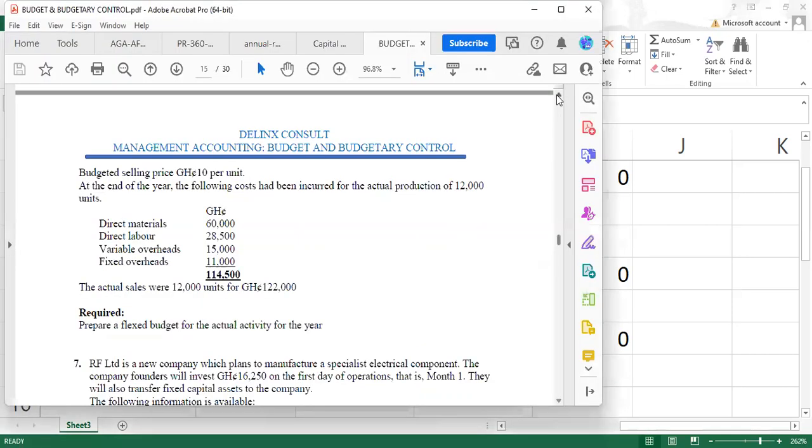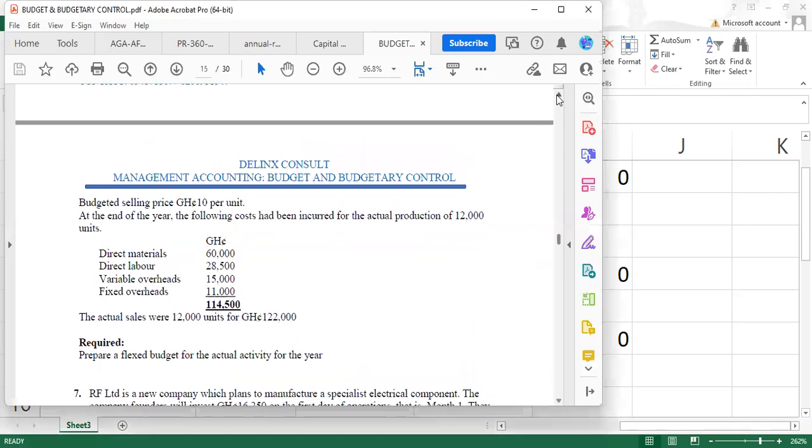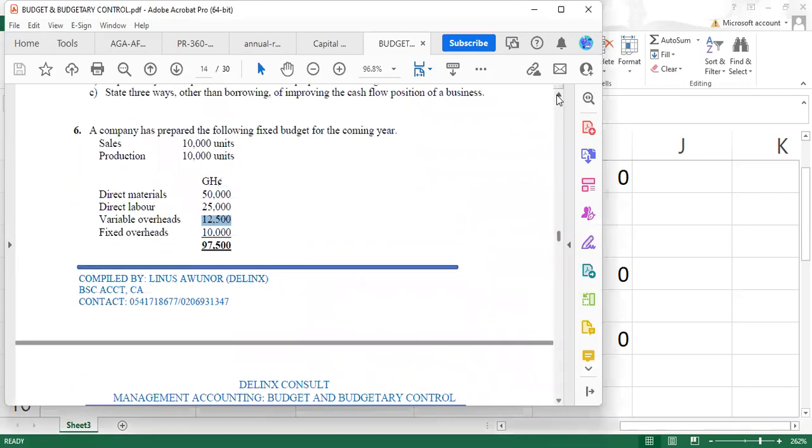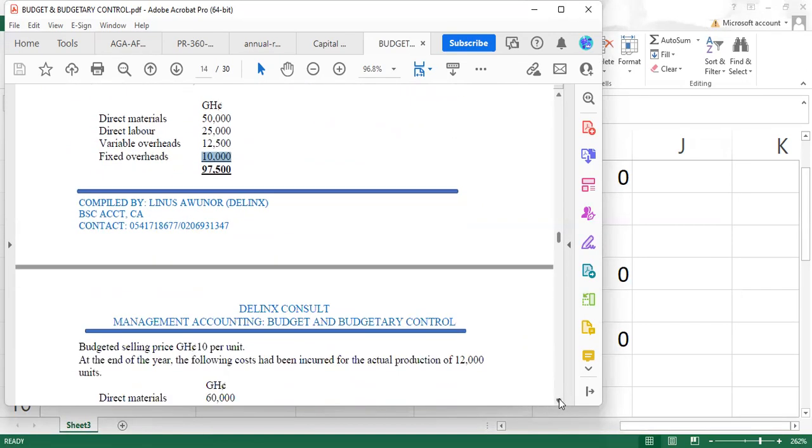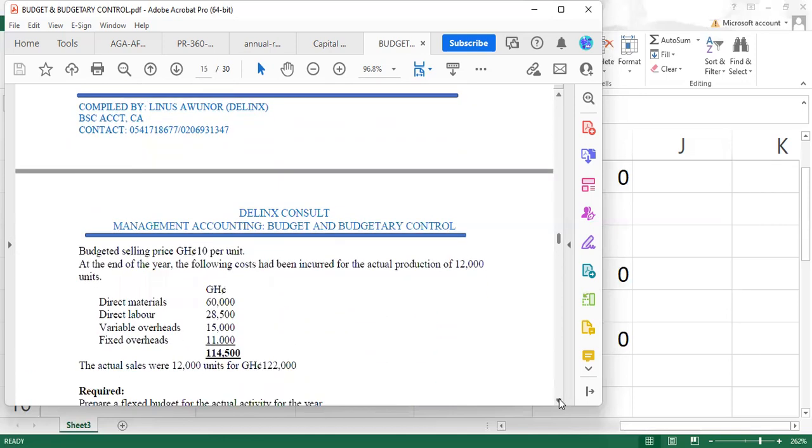So how much did we budget for 10,000? 10,000. And now we end up producing 12,000. So how much should we have incurred? Do we flex fixed overheads? They are fixed irrespective of level of activity.